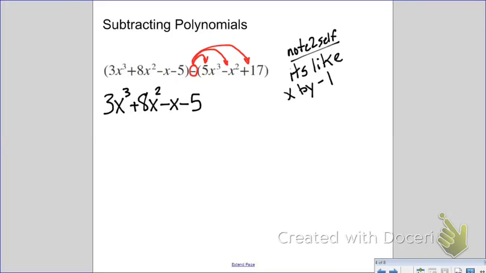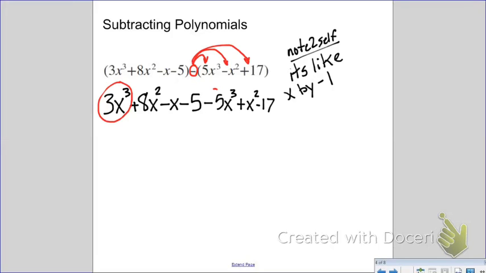So negative 1 times positive 5 is negative 5x cubed. Negative 1 times negative 1 is positive x squared. And negative 1 times positive 17 is negative 17. More or less, the signs in front of each term switch. Now it's time to go ahead and look for our like terms.